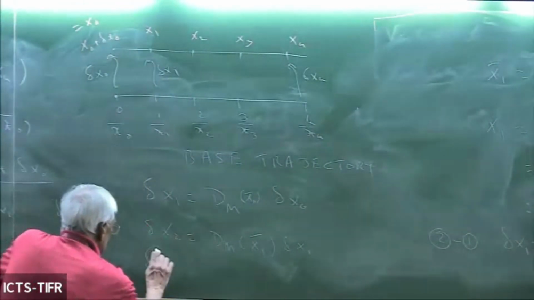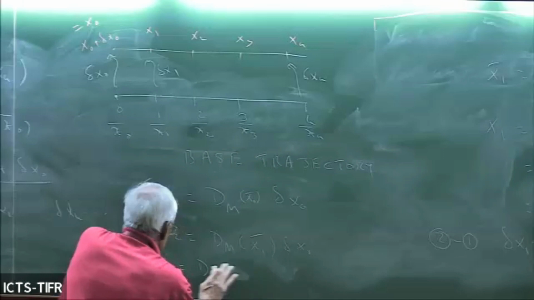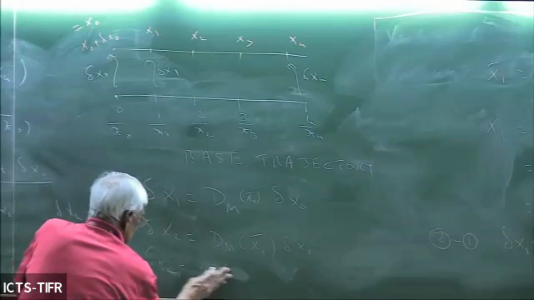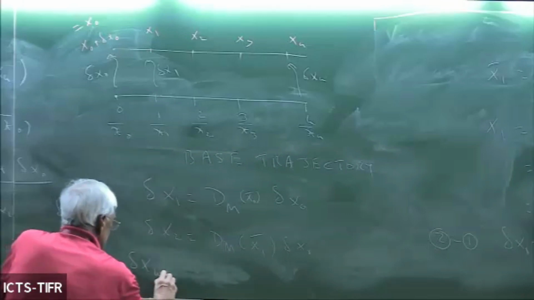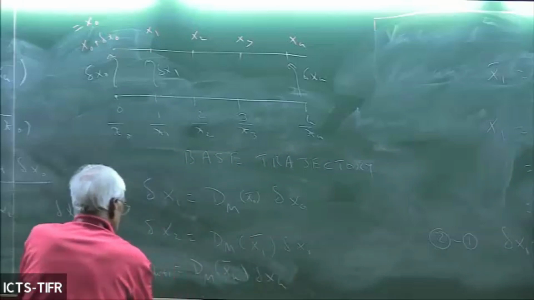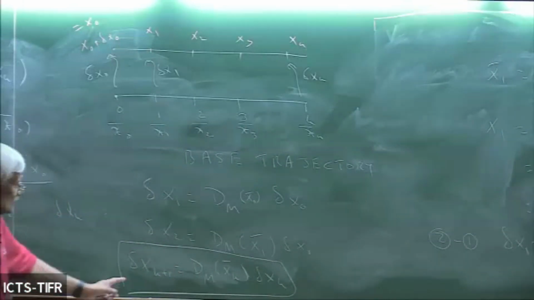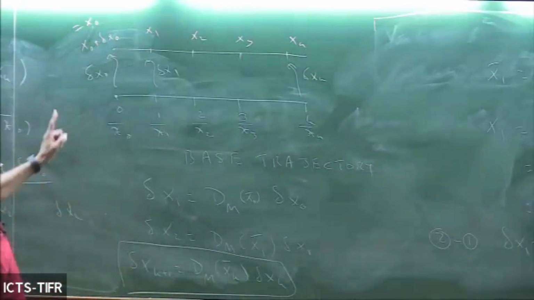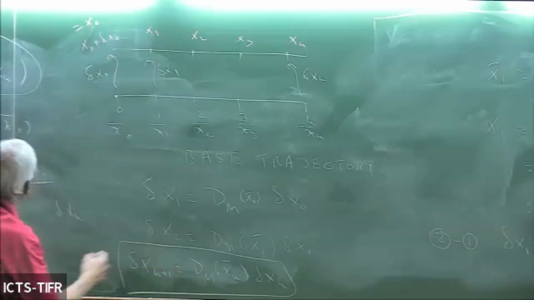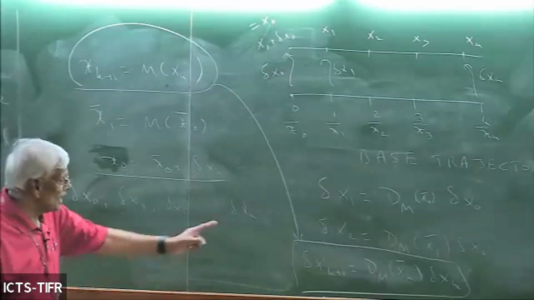So what did I get generally? Delta x k plus 1 is equal to dm at x k bar times delta x k. Are you all with me? This is a linear equation. This is a nonlinear equation. This linear equation talks about the propagation of error through the nonlinear equation. So this linear equation is called the variational equation for the original system. In meteorology, they call it the tangent linear system.